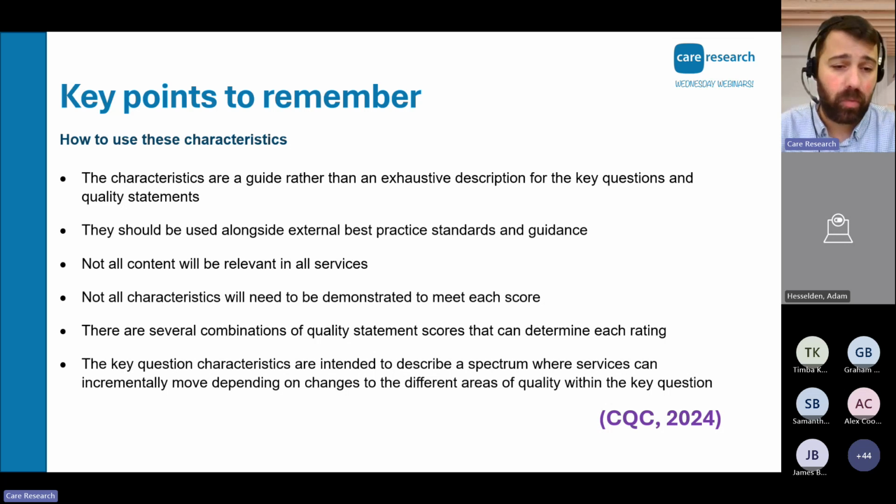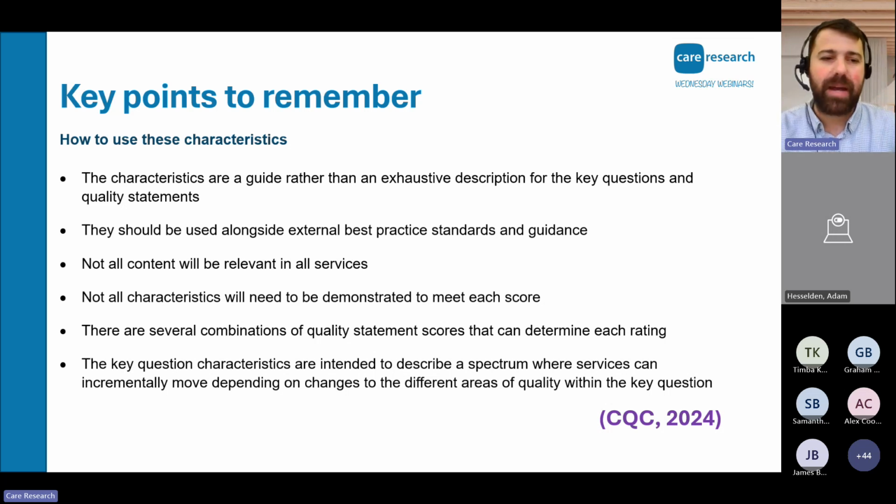And then finally, a really important one, the key question characteristics are intended to describe a spectrum where services can incrementally move depending on changes to the different areas of quality within the key question. So this is about moving through, hopefully from RI to good, from good to outstanding. It's about progression and development, not a list of things to do.